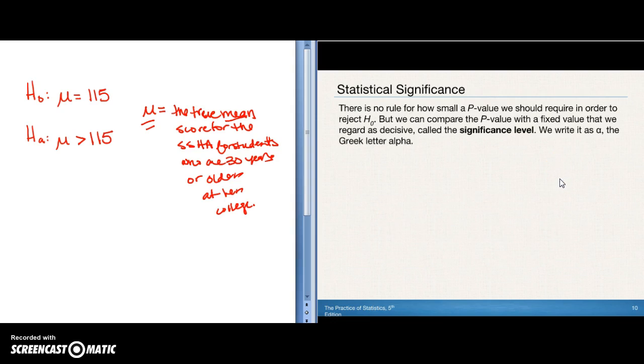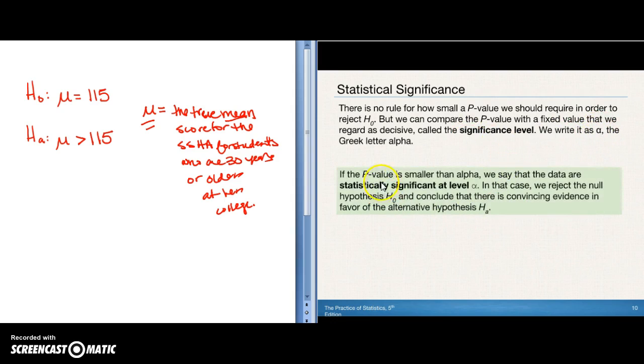Again, when they talk about p-values being large and small, there's no rule about how small p should be. So we basically just start to compare. We compare the p-value with a fixed value that we regard, and we call that a significance level. We write the significance level using alpha, that Greek letter. If the p-value is smaller than alpha, then we say it's small, and we have statistical significance at that level. In that case, again, we reject.